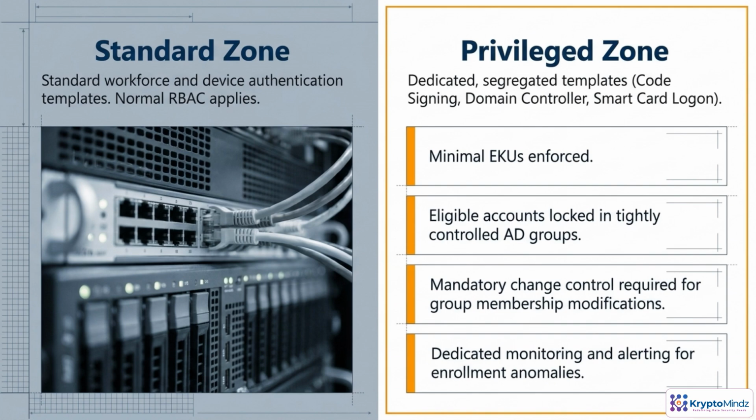You can also think of your templates as 2 security zones. In the standard zone, you enable everyday user, device, and server authentication. RBAC still applies, but the blast radius of a mistake is limited. Privileged templates are different. Code signing, domain controllers, and smart card logon can fundamentally change trust. They require very narrow EKUs, tightly scoped AD groups, strict change control, and separate monitoring. The objective is clear. Compromise of a standard certificate is annoying. Compromise of a privileged certificate must be unlikely and quickly detected.